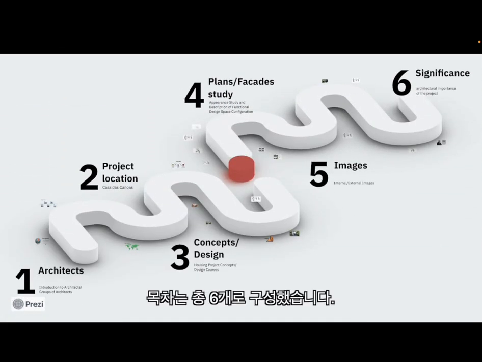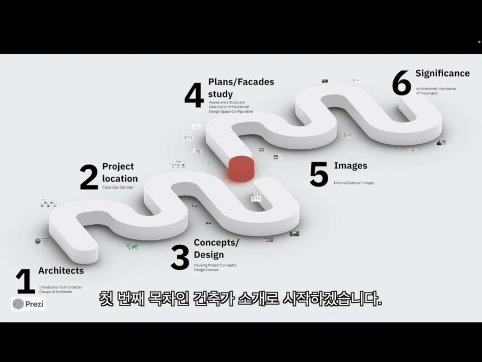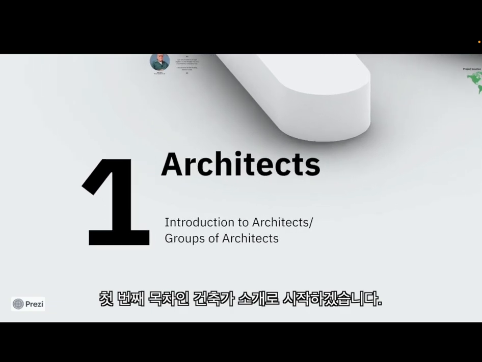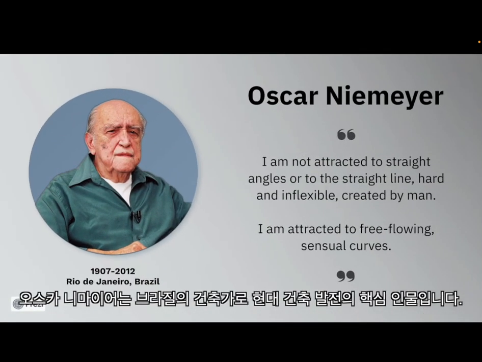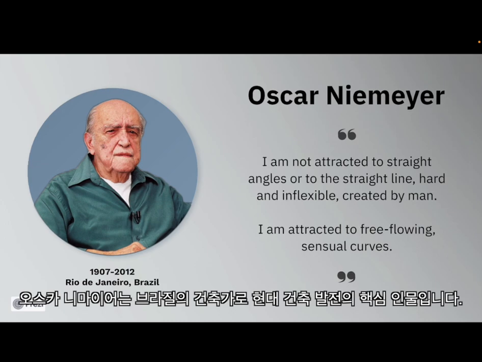The table of contents consists of 6 in total. Let me start with the first table of contents, the introduction of the architect. Oscar Niemeyer was a Brazilian architect who was one of the key figures in modern architectural development.